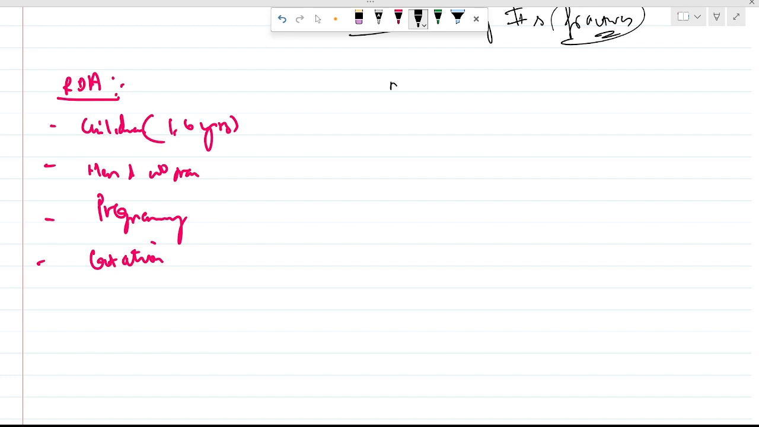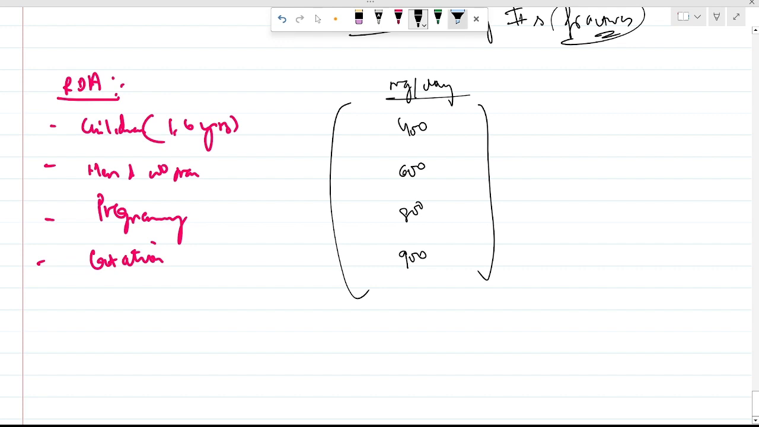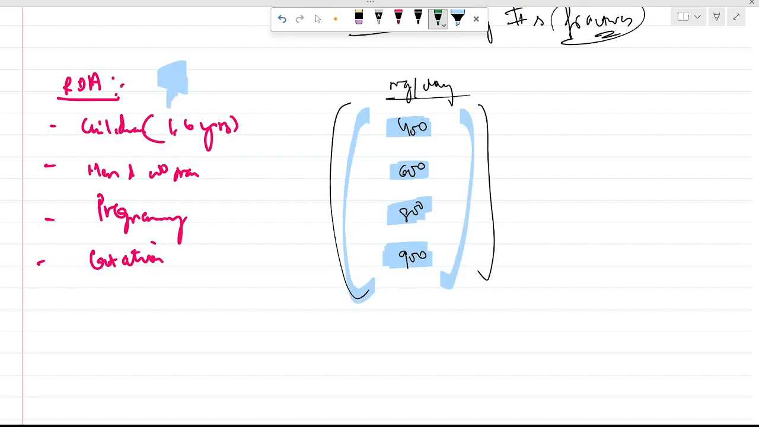Here the values are in micrograms per day. In children, we require 400 per day. In men and women, 600. Pregnancy, 800. Lactation, 900. Very important values, I need to remember this. Sometimes 950 is also written, but remember these important RDA values.